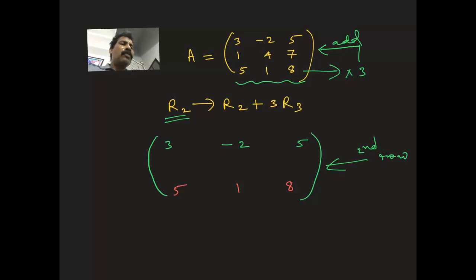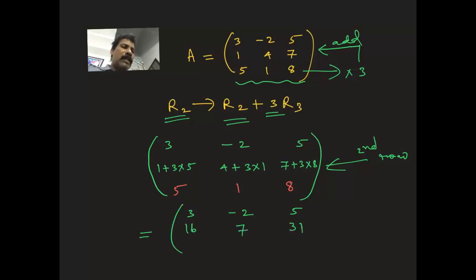We have to take the third row elements, multiply them by 3 and then add to the second row. That is 1 plus 3 times 5, 4 plus 3 times 1, and 7 plus 3 times 8. That is equal to, you can see, 3 negative 2 5, then 1 plus 3 into 5, so that is 16, and here it is 7, and here it is 31, then 5 1 8. That's all. This is after the transformation.